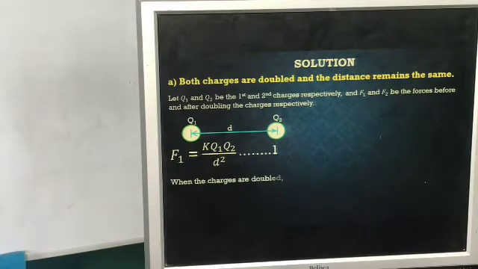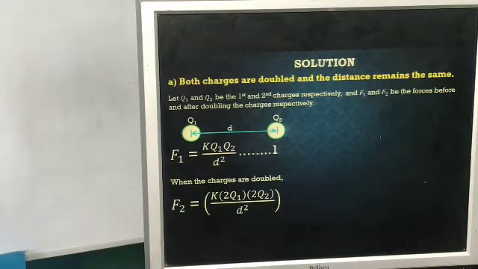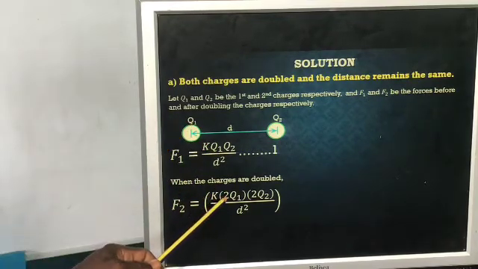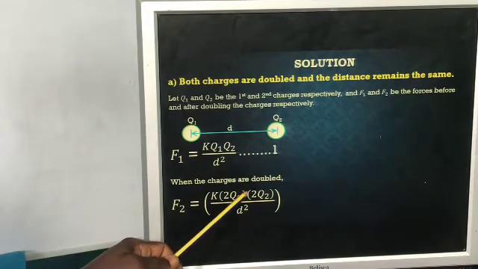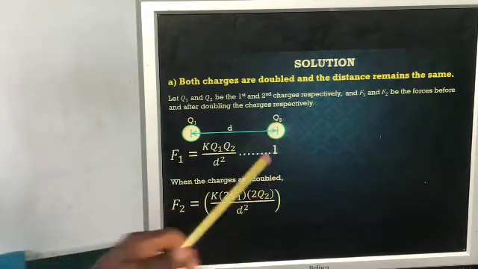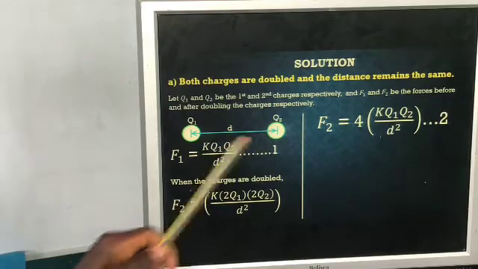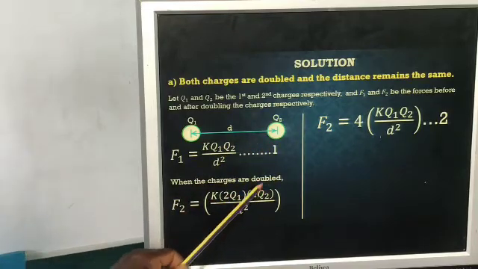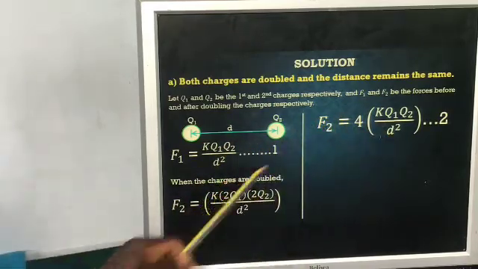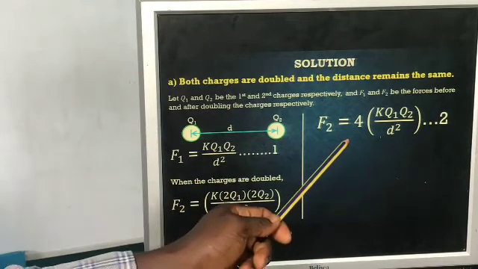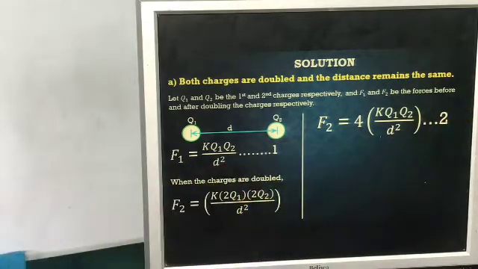Then when we double the charges, Q1 becomes 2Q1 and Q2 becomes 2Q2, all divided by d squared. When we multiply 2 by 2 and factorize that out, F2 is equal to 4 times K Q1 Q2 over d squared. Let's call that equation 2.